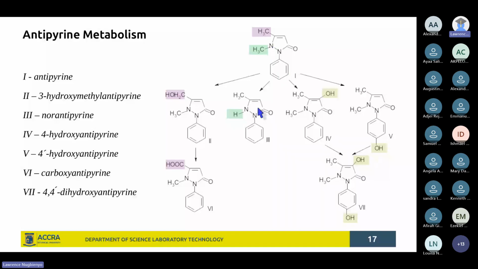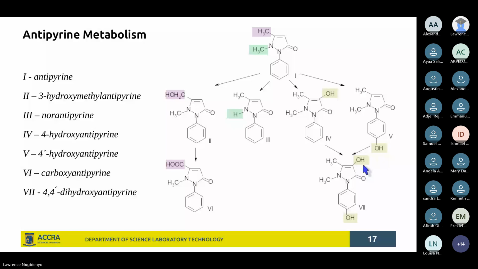And you see here, looking at this methyl group on nitrogen, which is green, if you come to the metabolite number 3, which is norantipyrine, you see that methyl group is removed. So that is demethylation. The methyl group has been removed, and in place of it, you have a hydrogen. That is demethylation. On the right-hand side, all these other reactions that you are seeing, yellow, yellow, yellow with the hydroxyl groups, clearly all those reactions are hydroxylation reactions. So all of these are phase 1 reactions: hydroxylation, demethylation, oxidation. They are all phase 1 reactions.